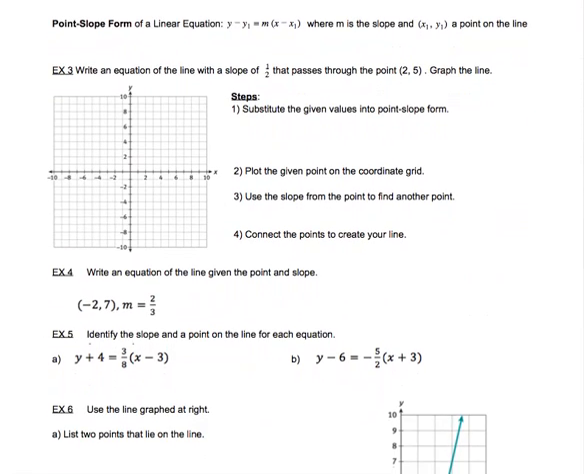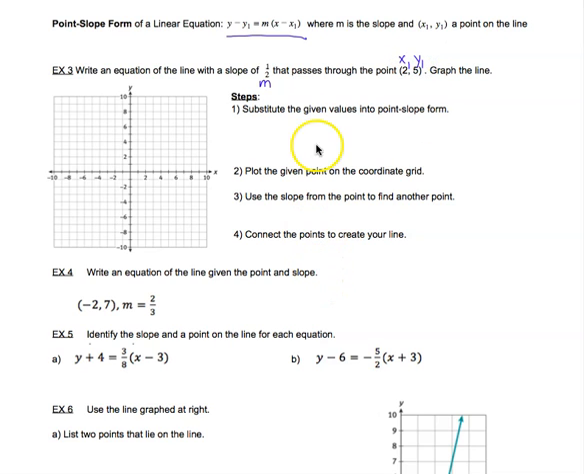Okay, the other form we're going to study today is point-slope form. Slope-intercept form is y equals mx plus b. Point-slope form is right here: y minus y sub 1 equals m times x minus x sub 1. In this formula, m is still the slope, but x1, y1 represents a point that's on the line. So in example 3, we're going to write the equation of the line with slope of 1/2 passing through the point 2, 5. So this tells me 1/2 is my m and 2, 5 is my x1, y1.